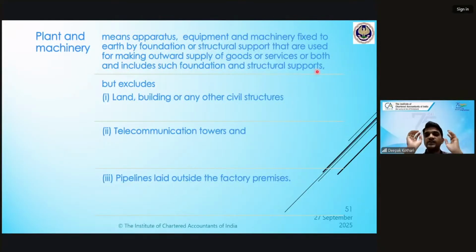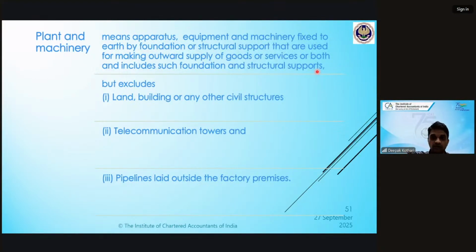Very technical. Let's break this up. Apparatus means any kind of article, any kind of support or any kind of equipment. So plant and machinery means any apparatus, equipment, and machinery which is fixed to the earth, because we are saying plant and machinery in the context of an immovable property. Otherwise, we know generally what plant and machinery is. A laptop also is plant and machinery according to the Income Tax Act. But when it comes to immovable property, it means machinery fixed to the earth by foundation or structural support that is used for making any outward supply of goods and includes such foundation and structural support.